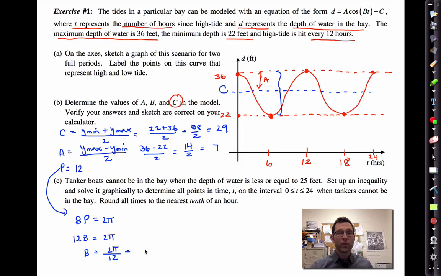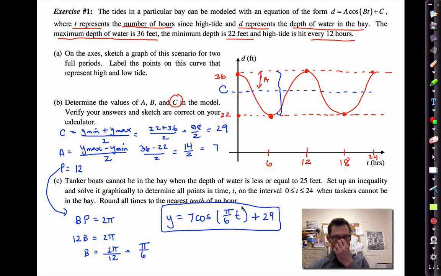You could leave it like that if you wanted to, or a lot of people will prefer to make it into pi over 6. So our final equation is y equals 7 times the cosine of pi divided by 6 times t plus, where's my c? 29. There it is. Now, if we put this into our calculator, and of course we used an x there instead of a t, and we got the proper window, it would look like this.